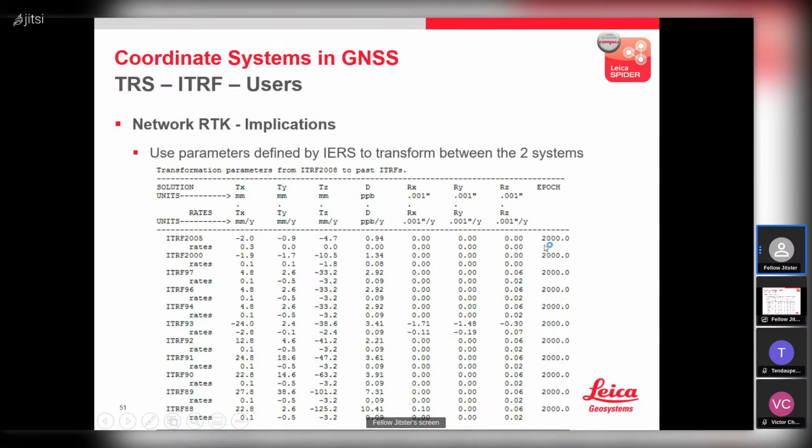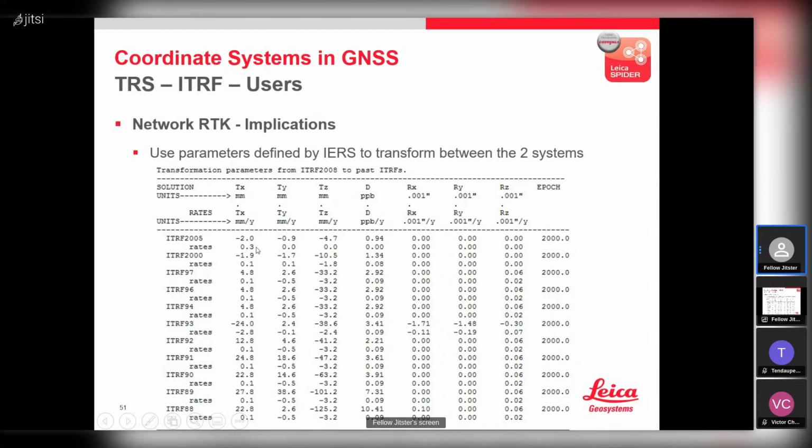Because you need to understand or need to take into consideration that this ITRF has a different reference epoch. The reference epoch for ITRF 2005 is epoch 2000. And the reference epoch for ITRF 2008 was 2005. So we have different epochs. So this difference in epochs, 2005 versus 2000, has to be basically managed by these derivations or these changes of transformation parameters. So this is per year, you know.